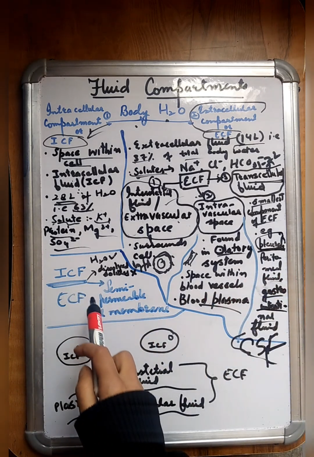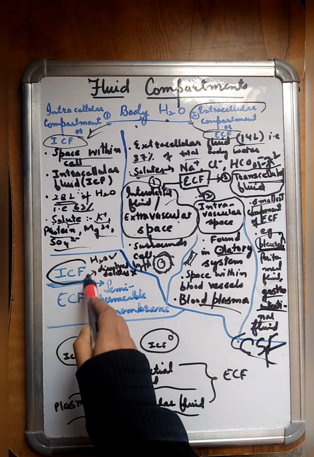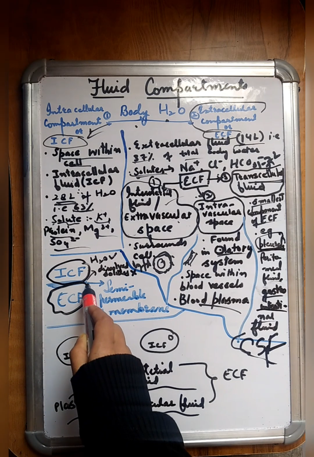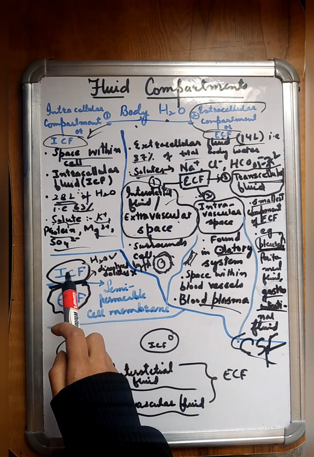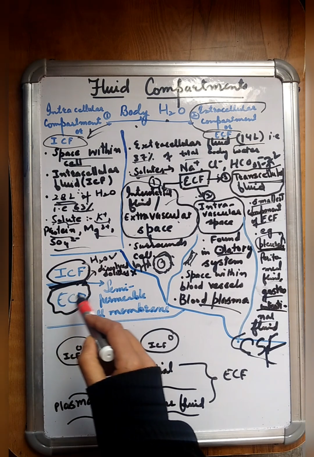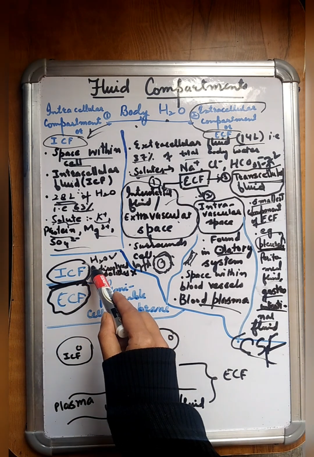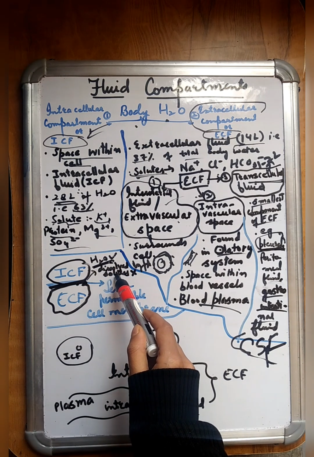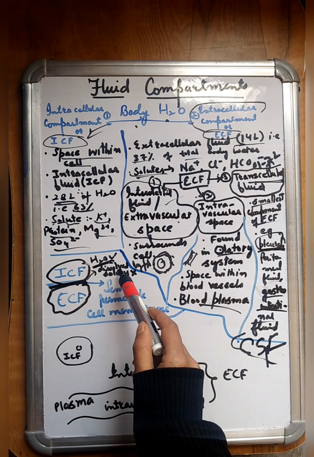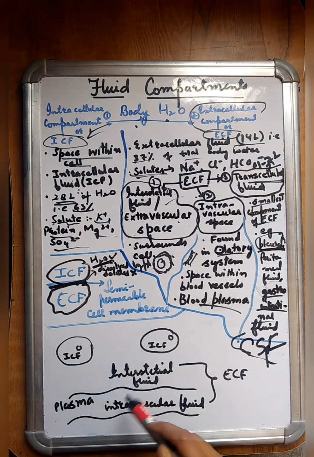Now let's come to this section. If this is the ICF and here is the ECF, they are separated by a semipermeable cell membrane. This semipermeable cell membrane just allows the transport of water, but it doesn't allow the transport of dissolved solutes unless and until we have some specific transporters for that.